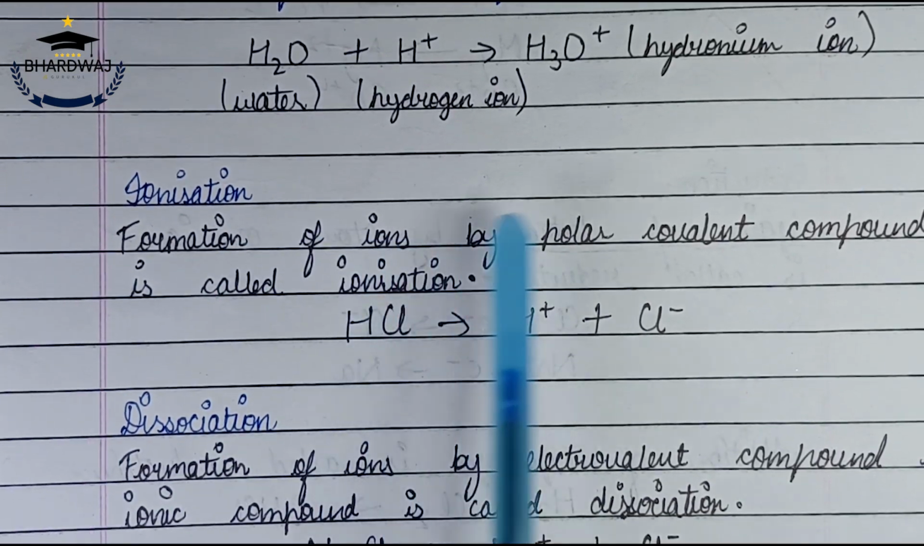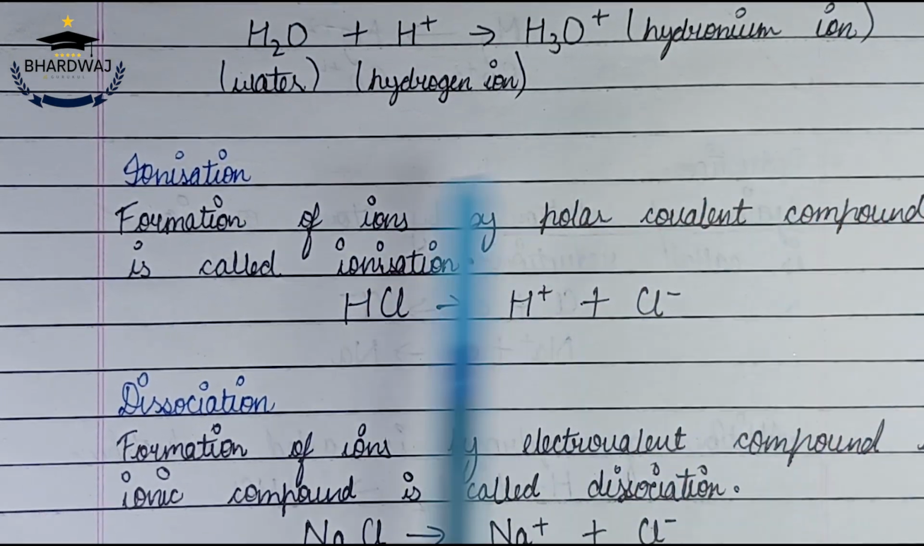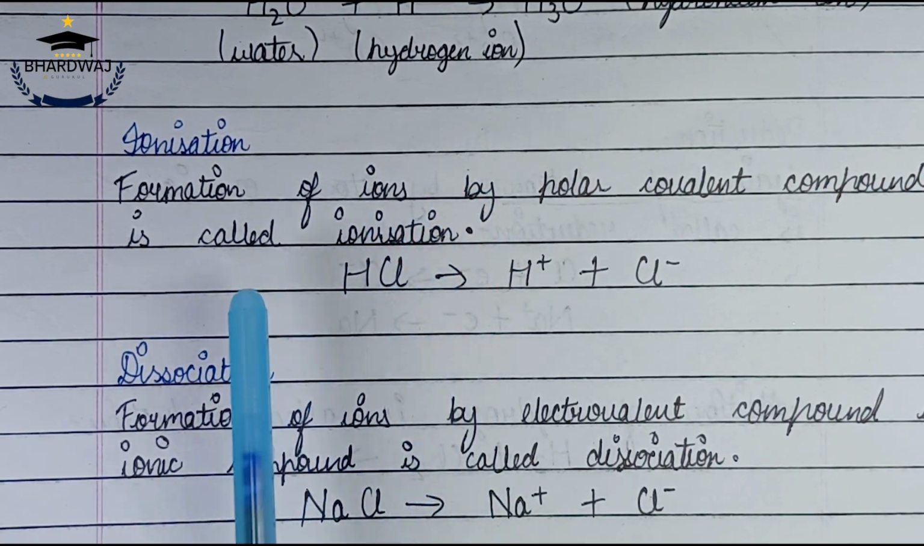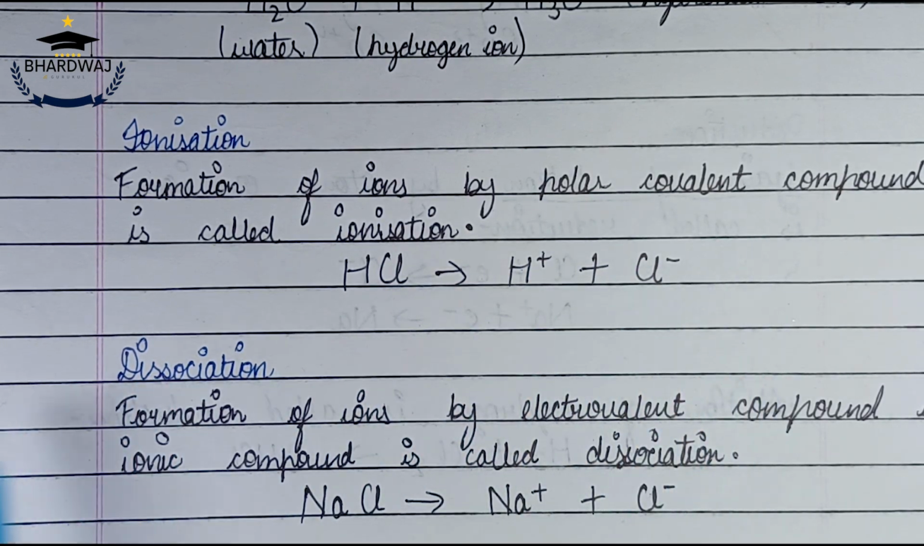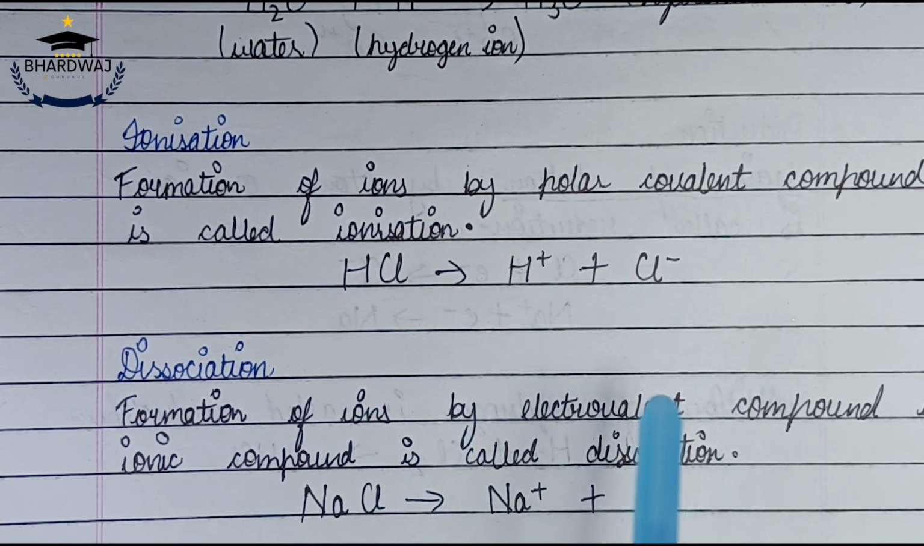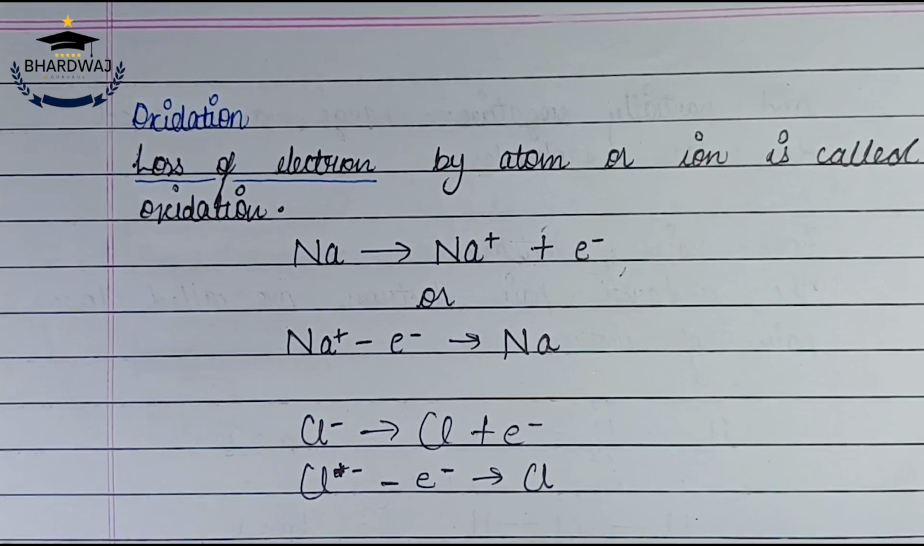Ionization: formation of ions by polar covalent compound is called ionization. HCl → H+ + Cl−. Dissociation: formation of ions by electrovalent compound or ionic compound is called dissociation. NaCl → Na+ + Cl−.